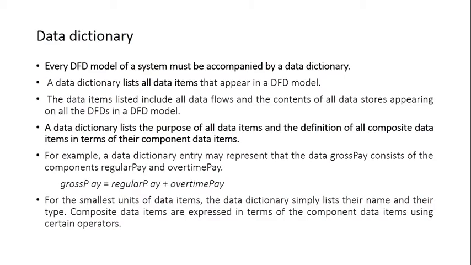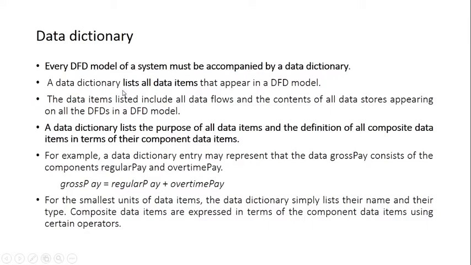So what is a data dictionary? Data dictionary is a metadata or a repository where the entire information relevant to a particular data flow diagram is being captured. We know that we make a number of data flow diagrams in levels, but for a complete system, one data dictionary is prepared which captures the information from all the relevant data flow diagrams of that particular system. Okay, so it is being said here, every DFD model of a system must be accompanied by a data dictionary.